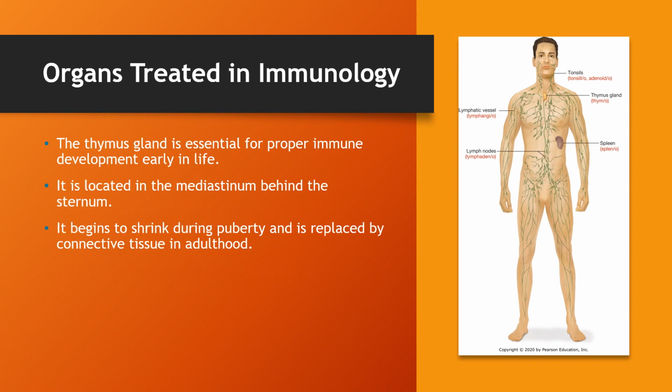The thymus gland is essential for proper immune function development in early life. It's located in the mediastinum behind the sternum, just above the heart. It begins to shrink during puberty and is replaced by connective tissue in adulthood.